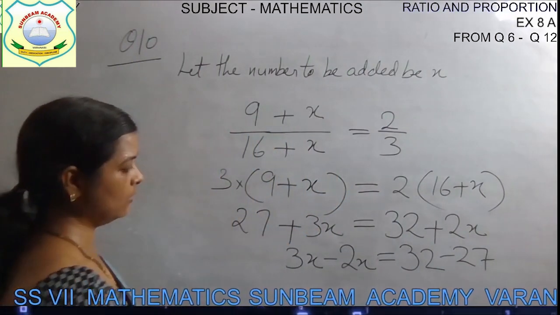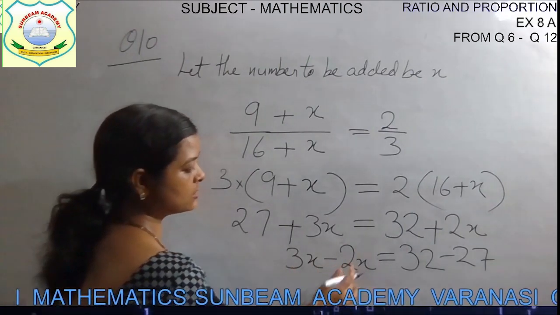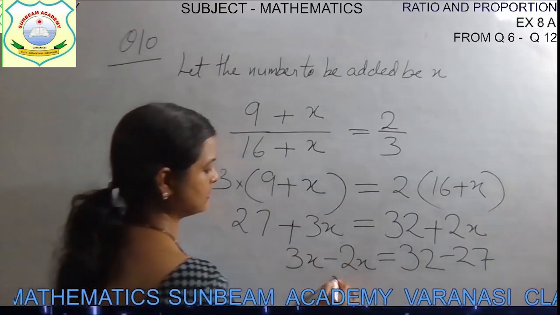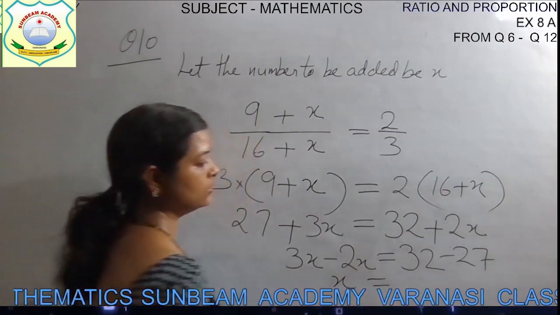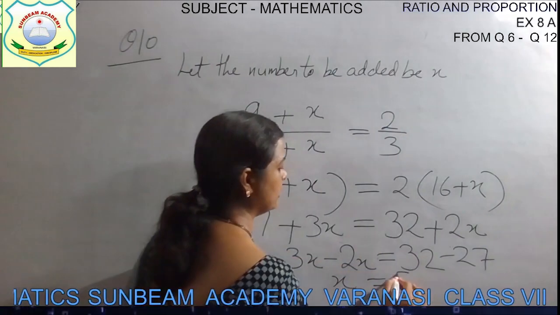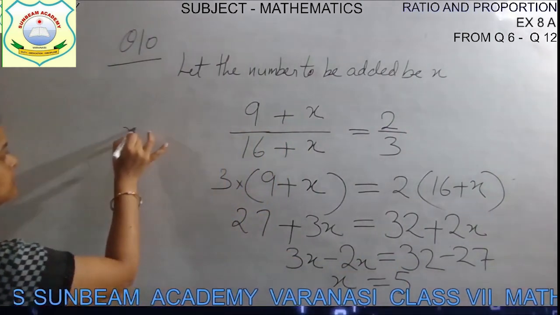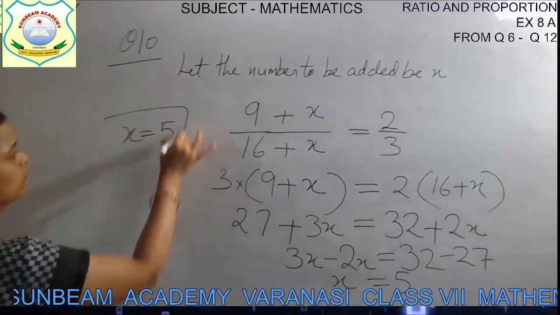Clear? Now next step is 3x minus 2x, children. 3x minus 2x is simply x. x is equal to, now 32 minus 27 is 5. So I am writing your answer here. x is equal to 5.